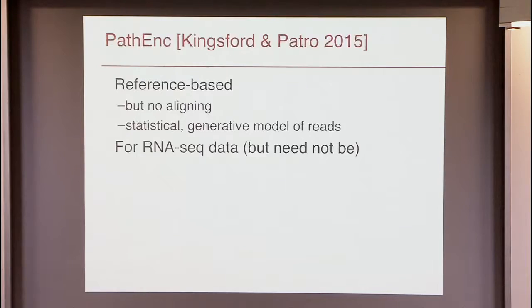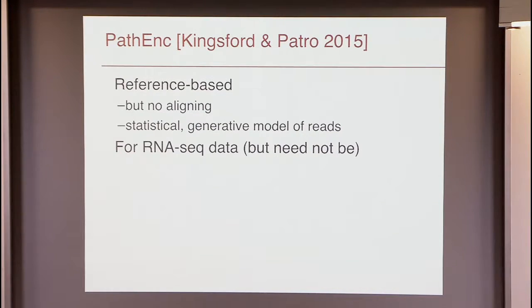All right, another sequence compressor is PathEnc. And Carl Kingsford is also here. So PathEnc is reference-based, but it does not actually do alignment to the reference. And it relies on a statistical generative model of reads. Now, PathEnc is a little different in that it was demonstrated on RNA-seq data. There's nothing about it that actually makes it inappropriate for DNA.